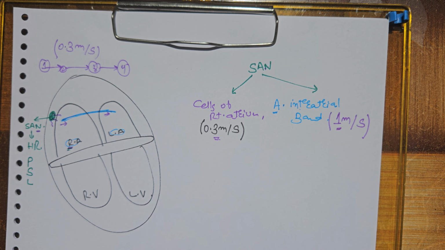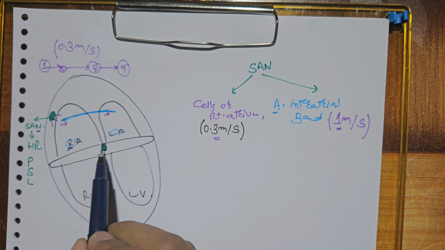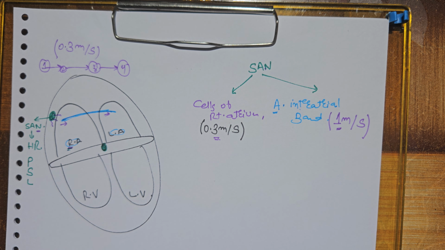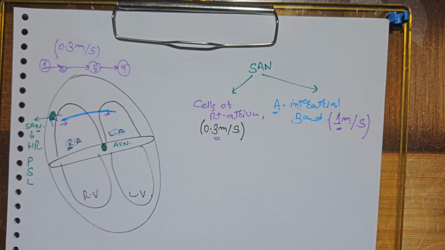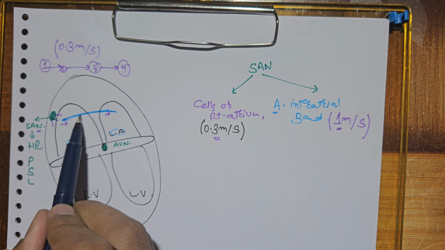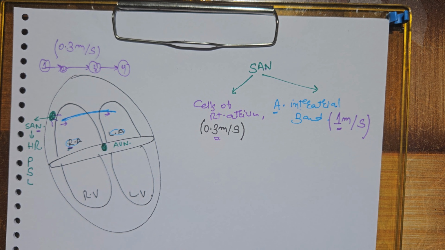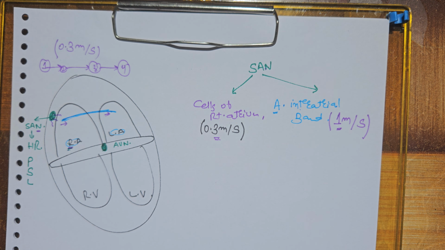Is that clear? Now moving forward, there is another structure in the heart that is called AV node. It is located here, below the right atrium. Below the right atrium, this is AV node. Clear? Impulses travel in the cells of the right atrium, and through this anterior interatrial band, the impulses go to the left atrium, so that the atria contract simultaneously. So both atria contract simultaneously.